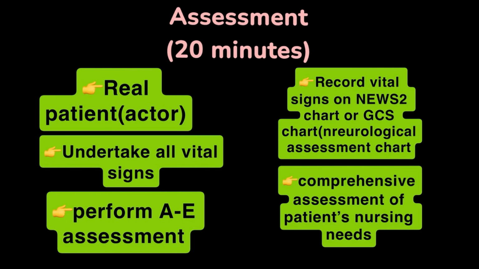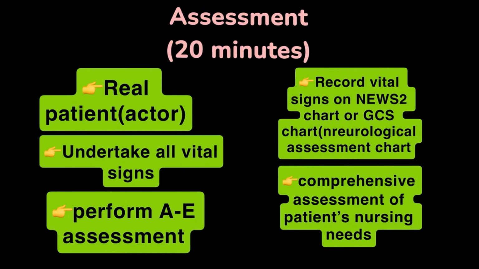Then after taking all these, you have to do the documentation. You have to document all the vital signs on the NEWS 2 chart or the GCS chart. These are the charts used in the UK for documenting vital signs. NEWS 2 is for the vital signs, and GCS is a neurological assessment chart which includes vital signs and also the neurological assessment. So you have to do the documentation on these charts and the documentation should be correct. If you do the wrong documentation, they will fail you.